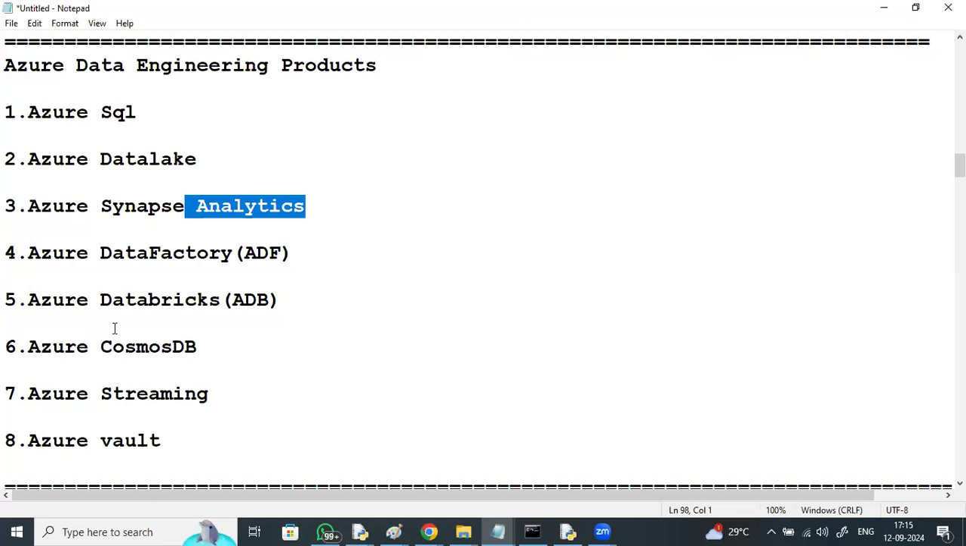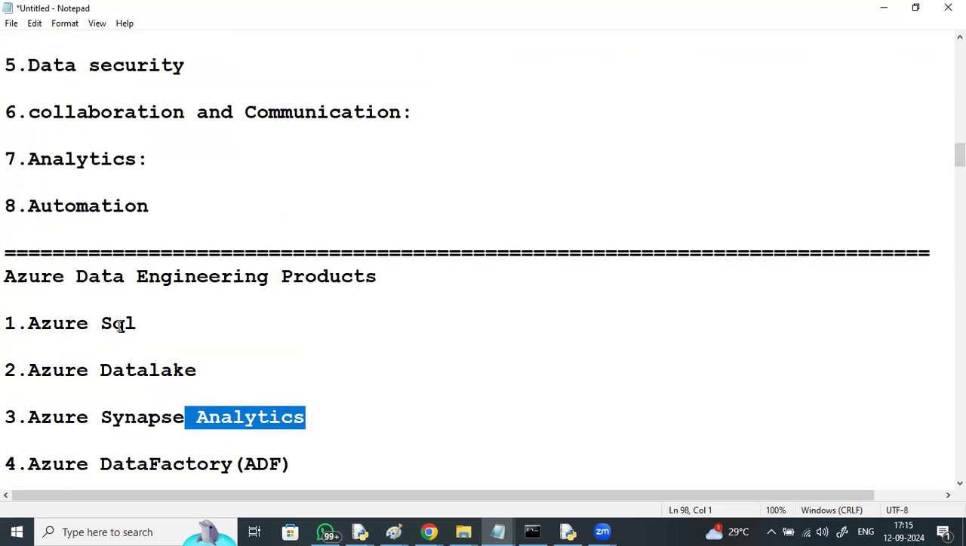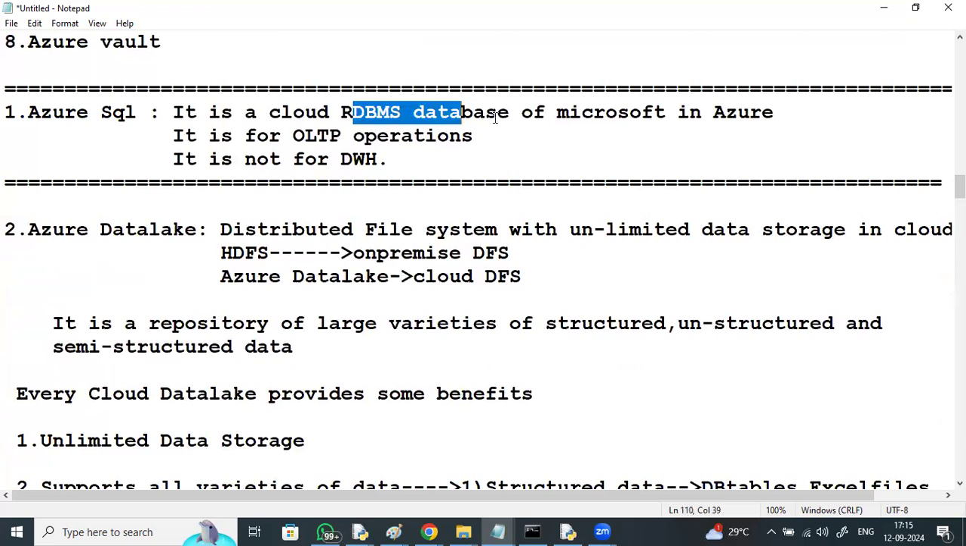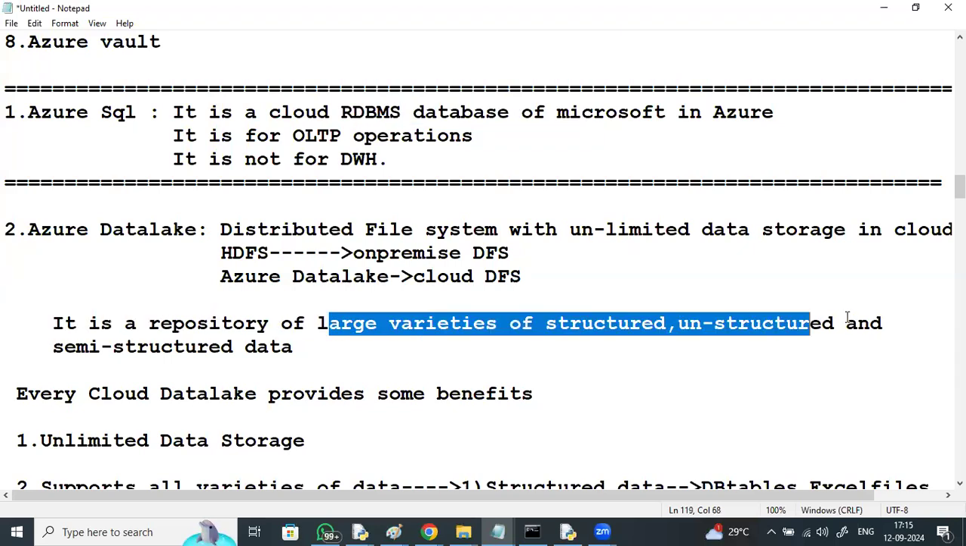So I was discussing data engineering products: Azure SQL, Azure Data Lake, Azure Synapse, Azure Data Factory, Azure Databricks, Azure Cosmos DB, Azure Streaming, and Azure Key Vault. Azure SQL, I was saying, is a cloud RDBMS database from Microsoft. It is for OLTP operations. It is not for data warehouse. Data Lake is a distributed file system with unlimited data storage in the cloud, a repository of large varieties of structured, unstructured, and semi-structured data.